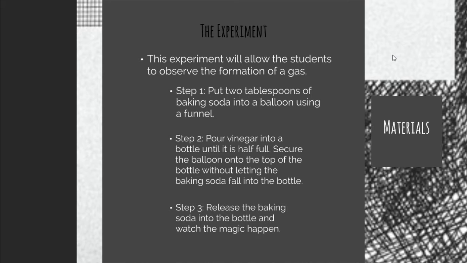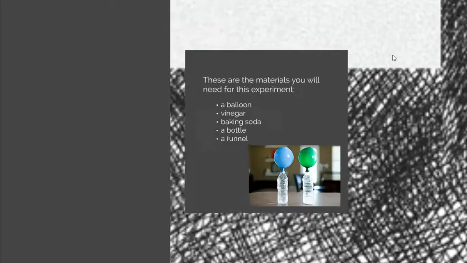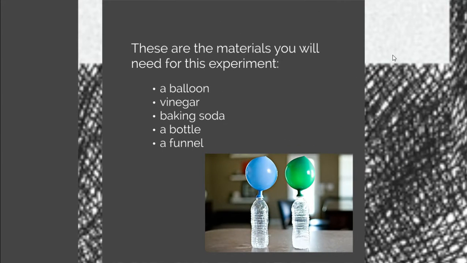So step one, they would take a balloon and they'd put 2 tablespoons of baking soda into it using the funnel. And they'd pour the vinegar into a plastic pop bottle until it's about halfway full. They'd want to secure the balloon on the top of the bottle without letting the baking soda fall into the bottle, so they're going to want to hold that. And then once they're ready, they'll release the baking soda into the bottle and watch the magic happen. So the materials they would need is a balloon, vinegar, baking soda, a bottle, and a funnel.